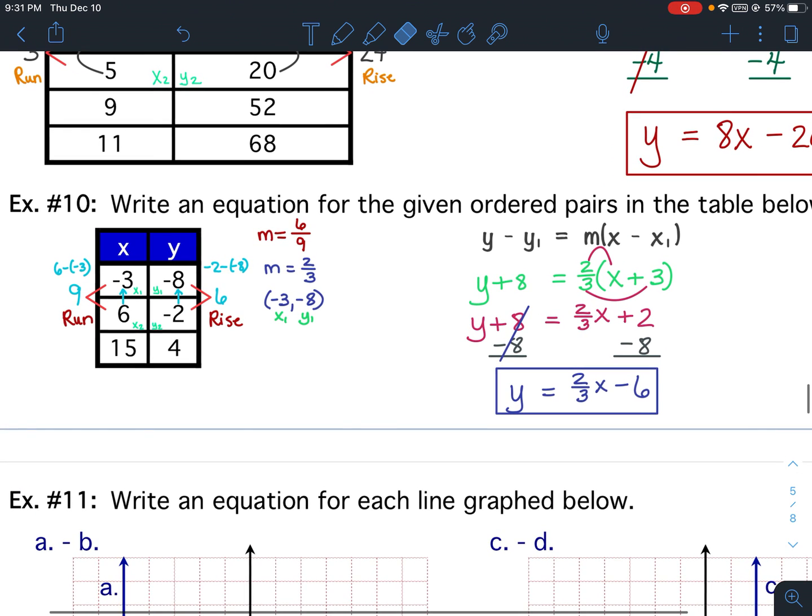Now we just did 4 of those. I hope that you paid close attention so you understand when you have an XY chart and you're asked to find the equation, if you don't have a 0 in the X column, you have to find the slope, use a point, use the point slope formula, and find the equation. If you have any questions, please do not hesitate to ask.